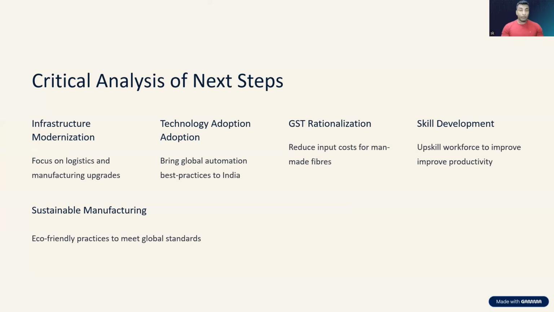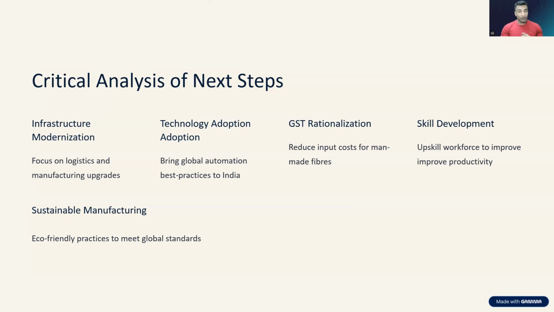So, if you talk about infrastructure, we need efficient logistics, upgraded manufacturing units, and integrated supply chains. These are very crucial to handle increased demand and maintain quality. Again, you can develop mega textile parks with integrated facilities that can reduce the product cost and improve quality standards. Technology adoption: Indian textile units need to adopt global best practices like automation and digital supply chain management to meet international benchmarks.